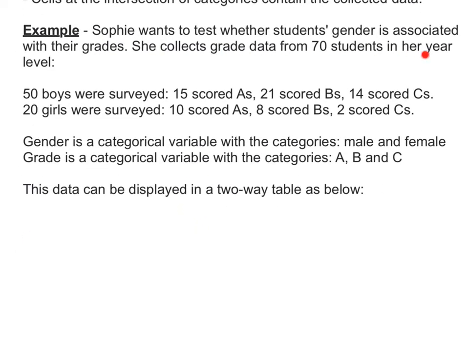So Sophie wants to test whether students' gender is associated with their grades. She collects grade data from 70 students in her year level. 50 boys surveyed, 15 had A's, 21 B's, 14 C's, 20 girls were surveyed, 10 had A's, 8 scored B's, 2 scored C's. Now, obviously gender is a categorical variable with the categories male and female.